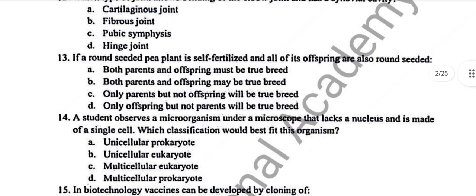Question number 13. If a round seeded pea plant is self fertilized and all of its offsprings are also round seeded, A. Both parents and offsprings must be true breed. B. Both parents and offsprings may be true breed. C. Only parents but not offsprings will be true breed. D. Only offsprings but not parents will be true breed. And the correct option is B. Both parents and offsprings may be true breed. A true breeding dominant plant always produces round offsprings.